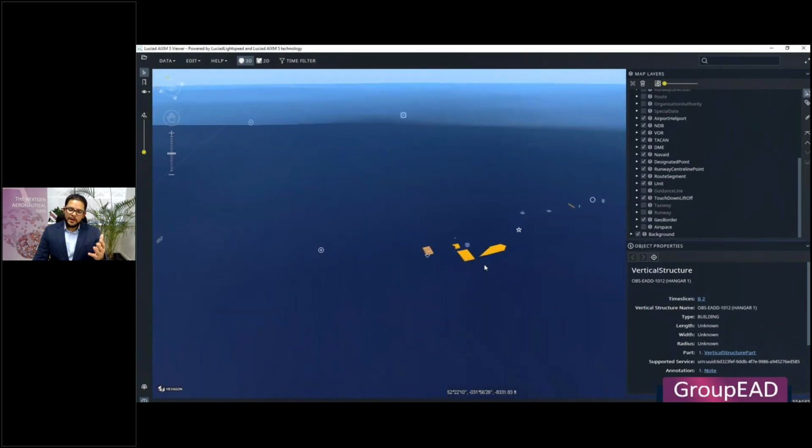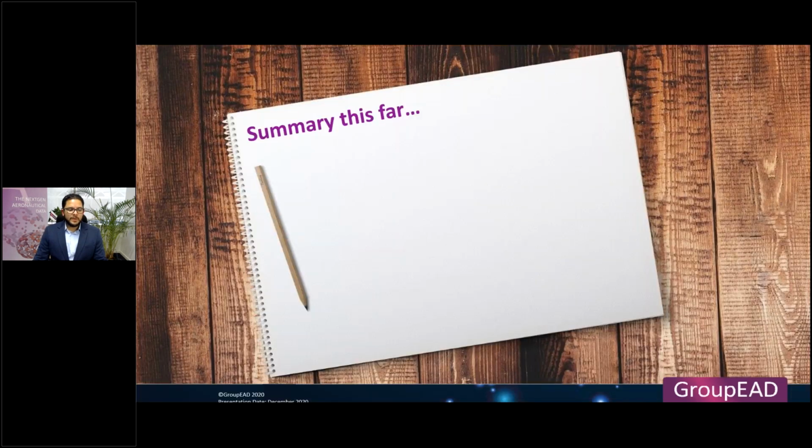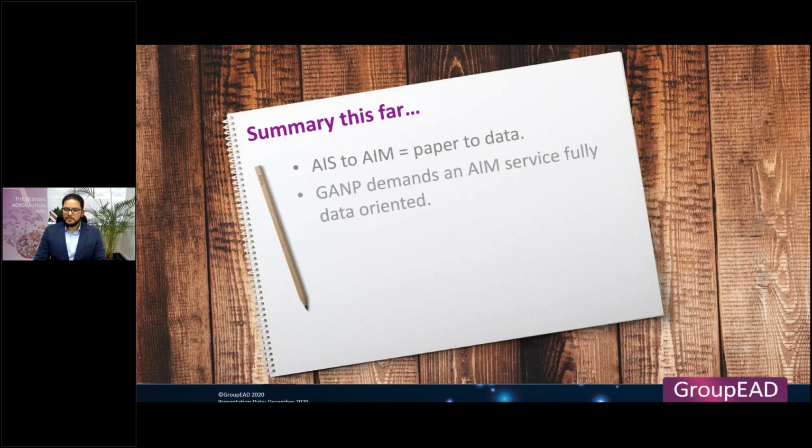It's great to see that we are able to do this with AIXM 5.1, with digital data sets. And my friends, this is actually going to be how the aeronautical information will be provided in the future, and how the users will actually work with it. Okay, so as a summary, we know that AIS to AIM is equal to from paper to data. Also that the Global Air Navigation Plan from ICAO demands an AIM service fully data oriented, and that our users will be able to transform data according to their own needs.